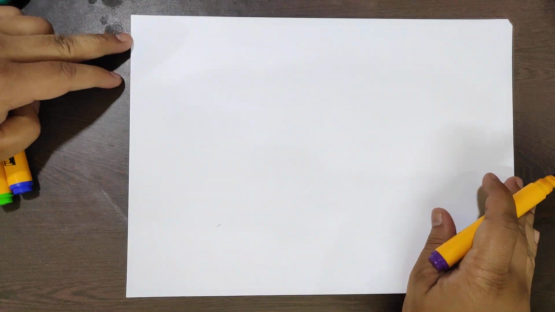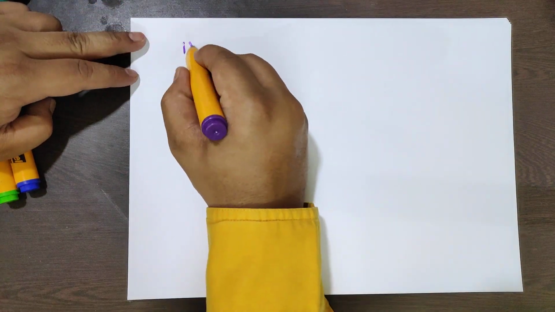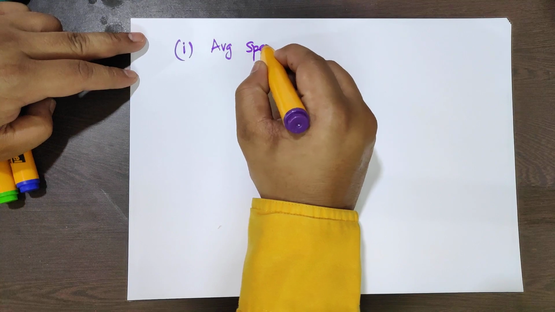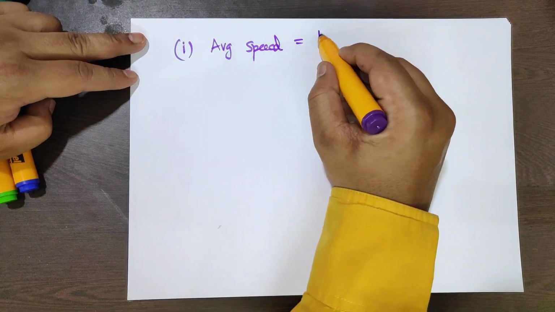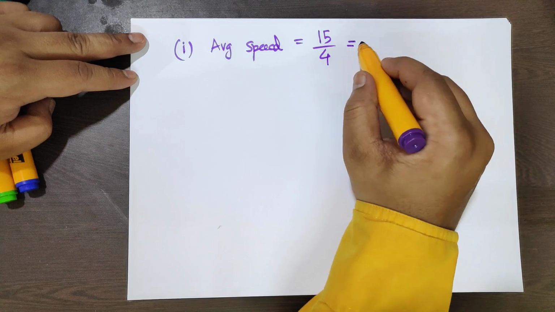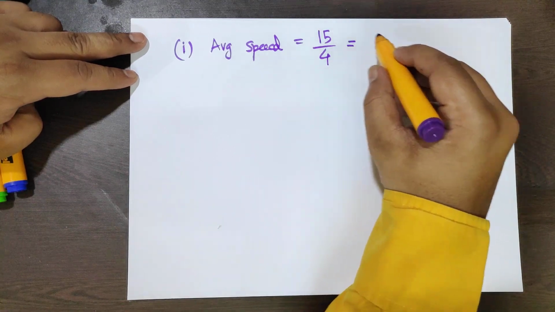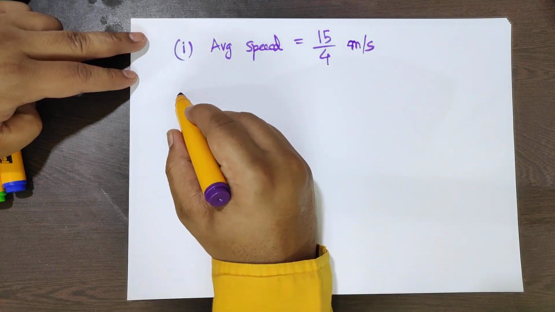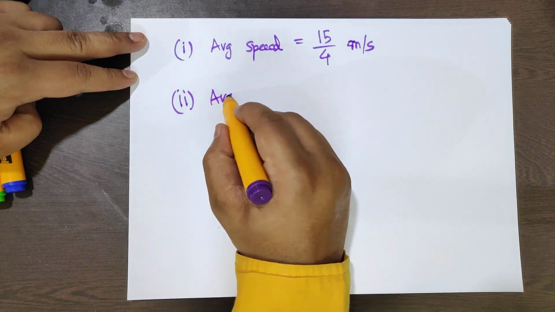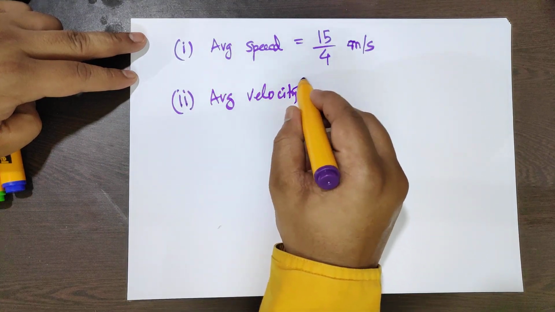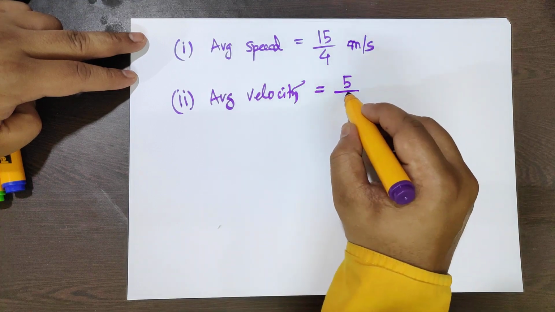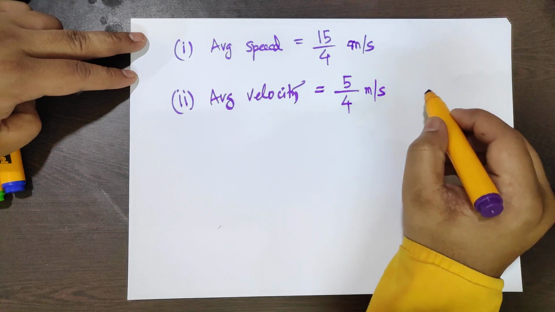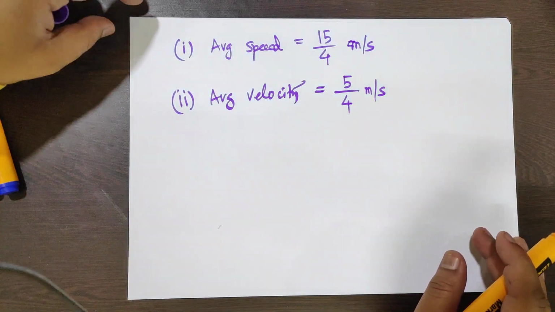Okay, so average speed, first one, equal to distance by time. So 15 by 4, we can keep it in fraction also. It's 15 by 4 meter per second, and average velocity is equal to 5 by 4 meter per second. So this is the difference between velocity and speed.